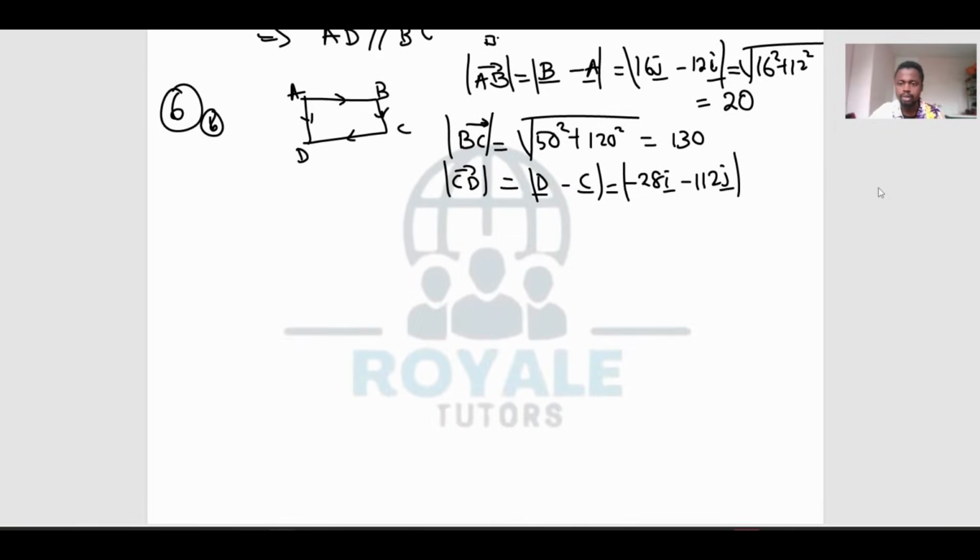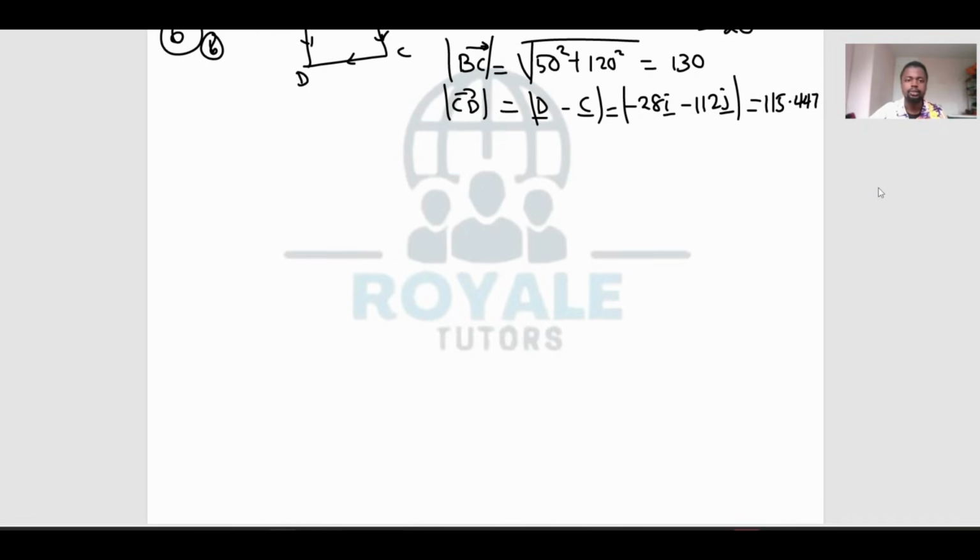All right, so if I do the magnitude of this, that should be the square root of, just a minute, so that'll be the square root of 28 squared plus 112 squared. Yes, okay, so this is going to give me 115.447. So I'm just going to put it like that.